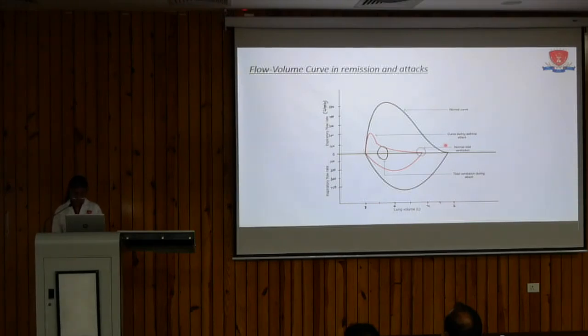This graph represents the flow volume curve in both remission and during the asthma attack. It helps us understand how airflow is affected in asthmatic patients under different conditions. The black line represents the normal curve, while the red line is the curve during asthma attack.